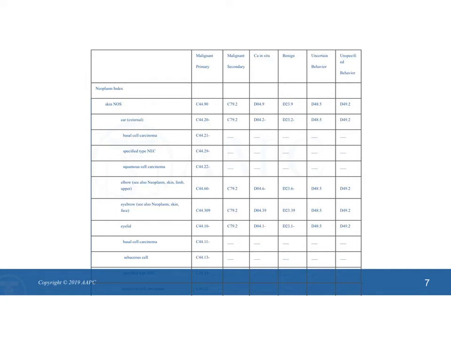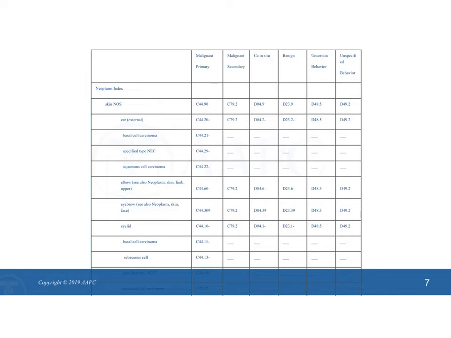The fifth column is uncertain behavior. This means the physician in the record has stated, the cancer is uncertain. I do not know if it is malignant, if it is CA in situ. I do not know if it's benign. And then the final column is unspecified behavior. Unspecified means, let's be real, the physician, the practitioner was lazy. They did not tell us if it is malignant, if it's cancer in situ or benign.